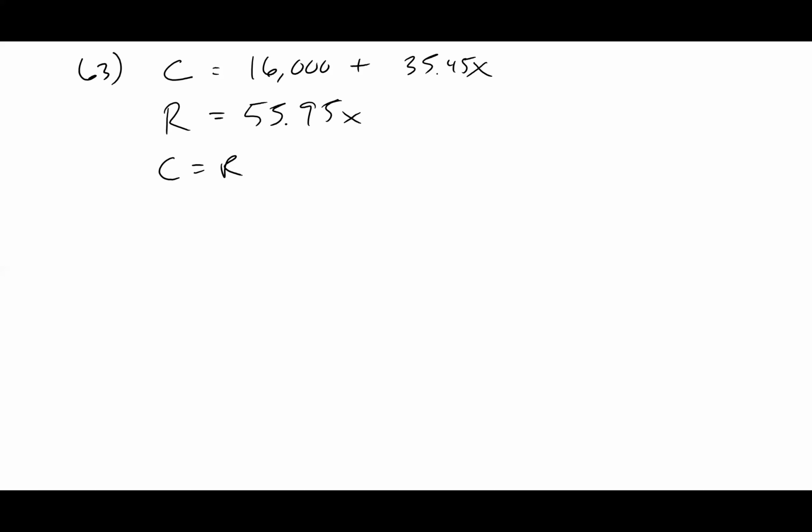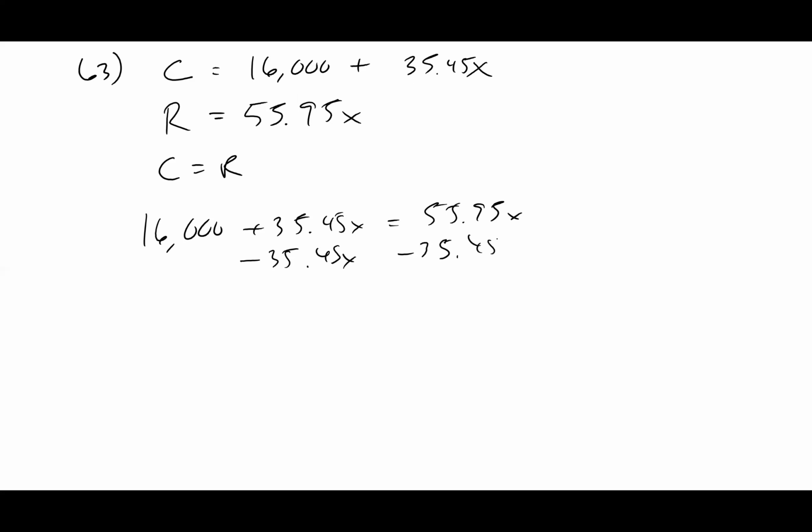Or you can switch it around, right? We can do the other way here. When is that equal to that? But we have ourselves 16,000 plus 35.45 to 55.95. And this one, notice there's no x squareds in here, right? This is just a regular old linear equation to solve.